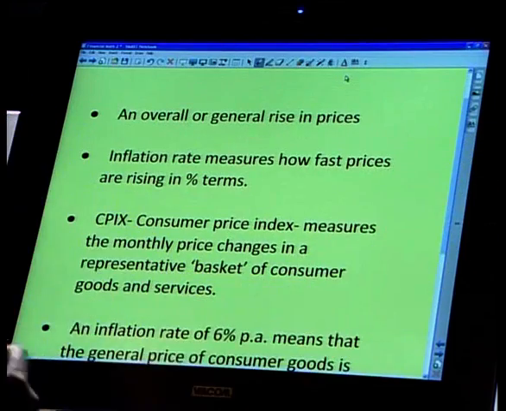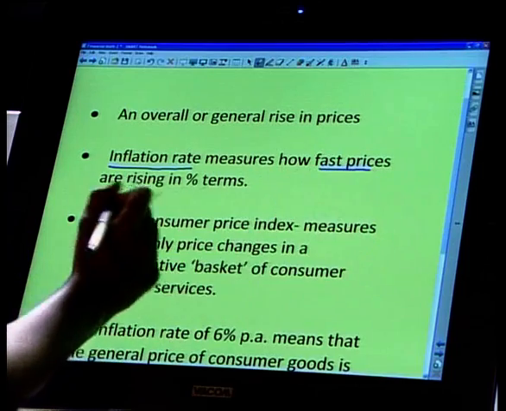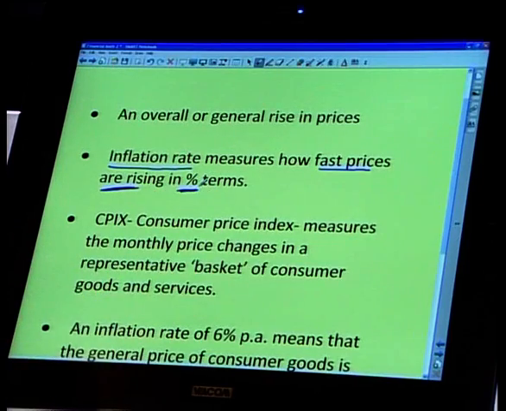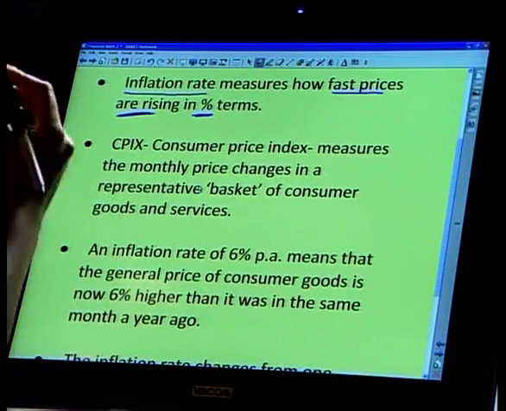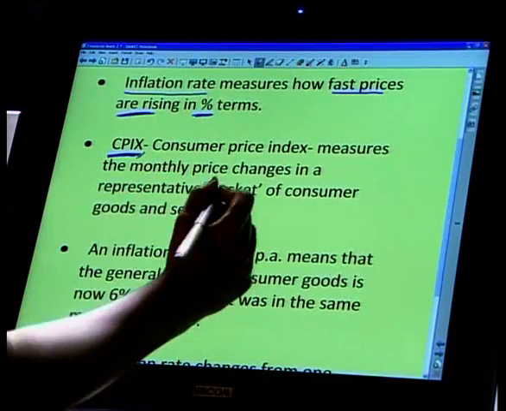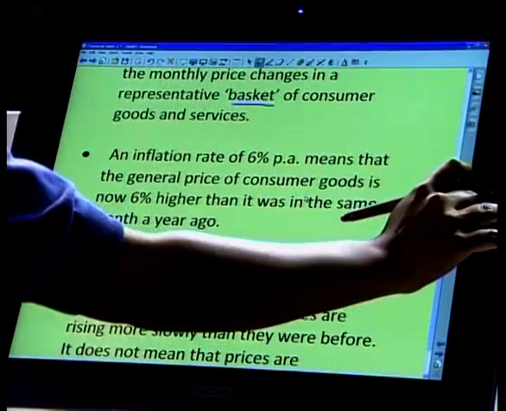Let's look at some of the terms we will be using when we deal with inflation. Firstly, the inflation rate. That measures how fast prices are increasing or how fast prices are rising, and this is always measured in percentage terms. Another common term that we use when we look at inflation is the CPIX. The CPIX is the Consumer Price Index, and it measures the monthly price changes in a representative basket of consumer goods and services. In this basket, there are over 1,500 goods that we look at and track their price changes on a monthly basis.